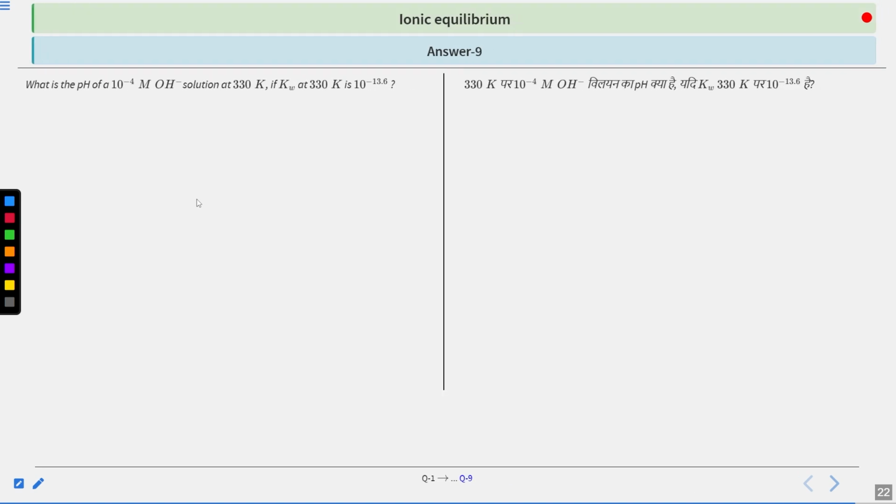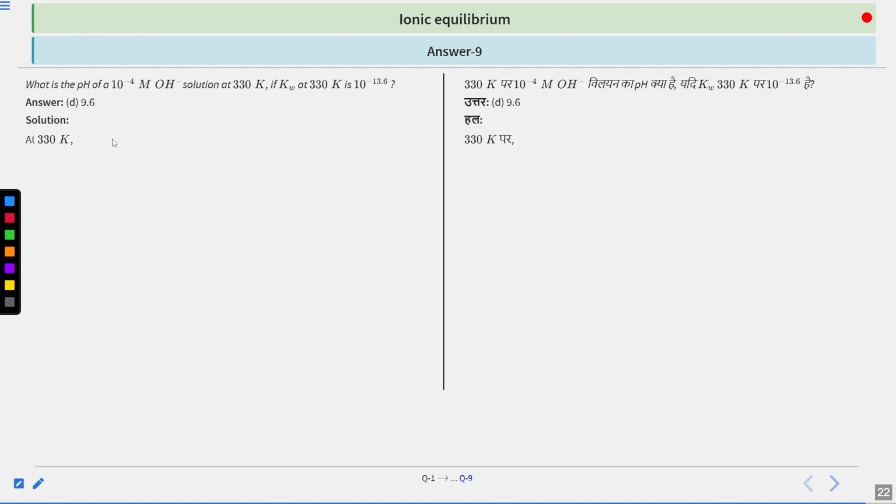So we have to calculate the pH of a solution whose concentration of hydroxide ion is 10 to the power minus 4 molar, at 330 Kelvin. Now you have to know the value of pH if the Kw value at the same temperature is 10 to the power minus 13.6. The correct answer will be D, which is 9.6.